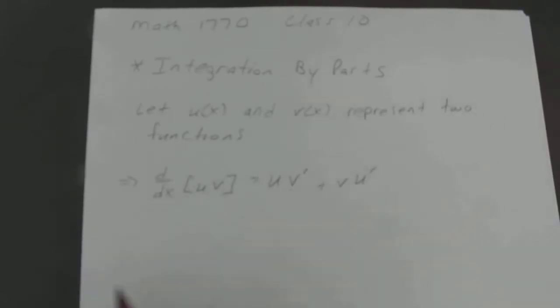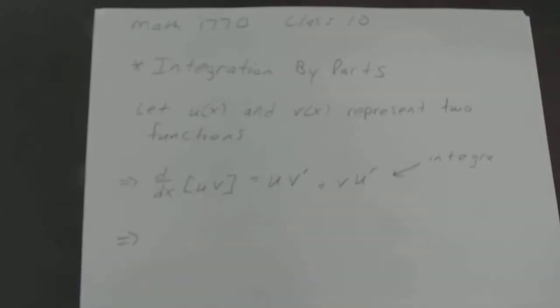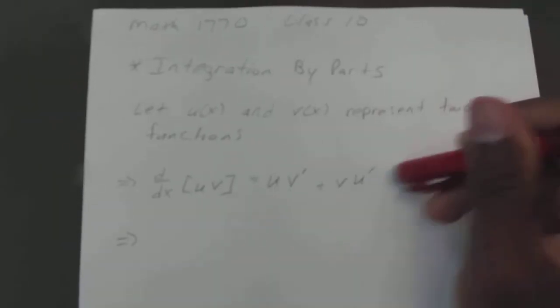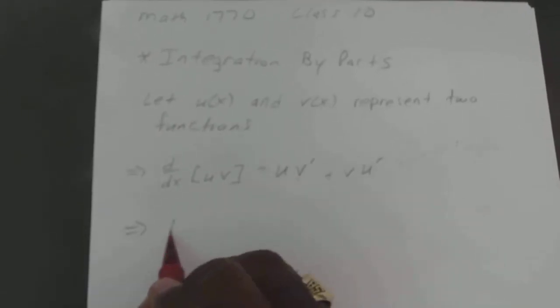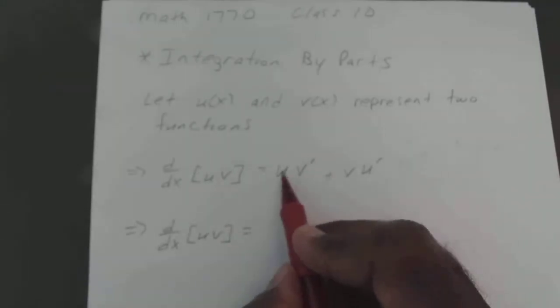Now v prime, actually if you integrate both, d of dx? Yep. Okay. So actually, should go one more step. So that means derivative with respect to x, u and v is equal to u and your v prime, remember that's derivative of v with respect to x, plus your v times derivative of u with respect to x.